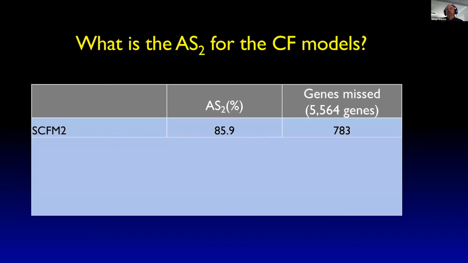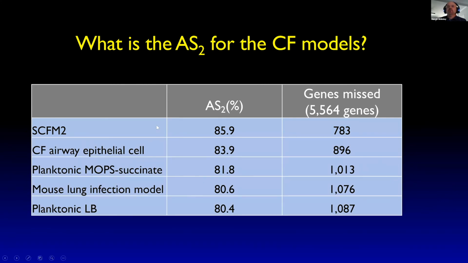So we went through our 5 models and asked what the accuracy scores are for all of them. Again, we used 5,564 genes. And here's what you see. The most accurate model was our synthetic sputum that we made in the lab. Of the 5,564 genes, there were 783 that were inaccurate, that did not fall within 2 standard deviations. The CF airway epithelial cell model, where we grow CF cells and put Pseudomonas on top, was next. Then this is just growing Pseudomonas shaking in a test tube in a defined media. This is the mouse, and then this is plankton. So this is kind of what you see.